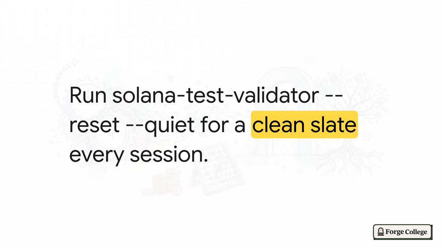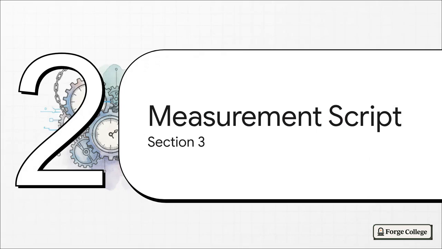Okay, with our files ready to go, we need our network. If you pop open your terminal and run solana-test-validator --reset --quiet, you've just turned the master key to stripping away all that network variance we talked about. By the way, that reset flag is absolutely crucial. It gives us a totally clean slate for every session, which means no lingering, messy state from yesterday's experiments is going to pollute today's data. Which brings us to Section 3, building the measurement script.